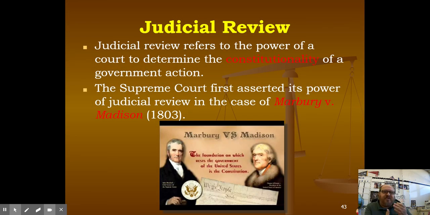Okay, judicial review. This is another idea here. Judicial review refers to the power of a court to determine the constitutionality of a government action. The Supreme Court first asserted its power of judicial review in 1803 in Marbury versus Madison.